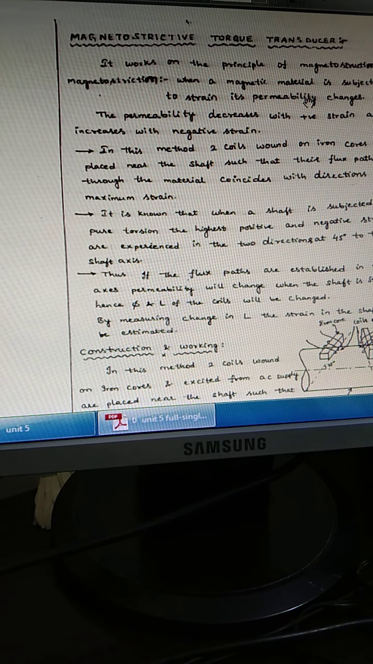When permeability changes for a magnetic material, it can be easily magnetized. If permeability is increased, flux will increase. Therefore inductance changes. By measuring the inductance, we can estimate the torque or strain.